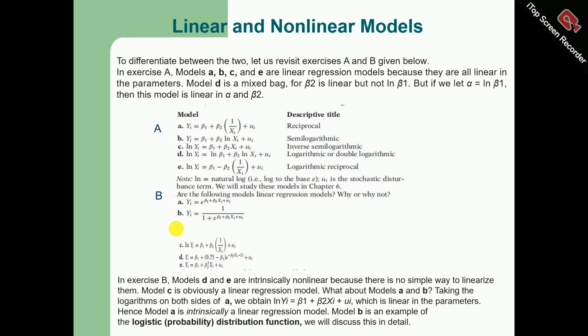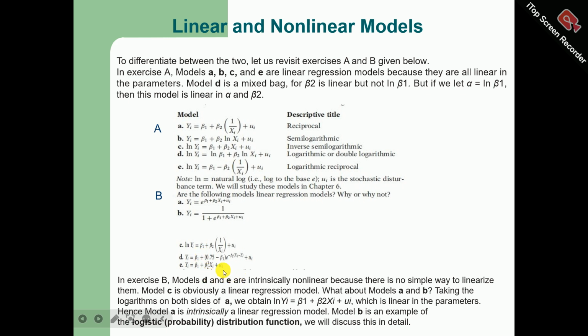In this exercise B, models D and E are intrinsically non-linear because there is no simple way to linearize them. It means D and E are intrinsically non-linear models because there is no way to linearize them by some transformation. If we consider model C, it is a linear model because this model is linear in parameters beta 1 and beta 2.